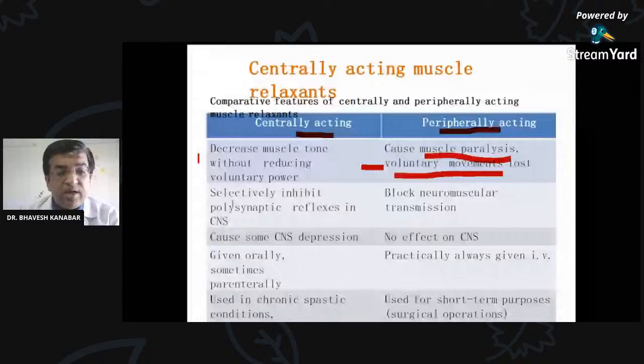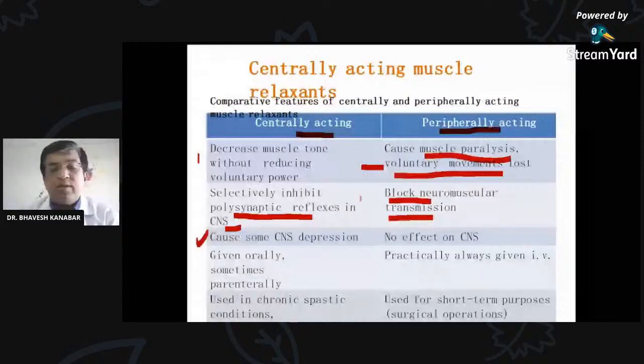Centrally acting ones selectively inhibit the polysynaptic reflex in the CNS, while peripherally acting ones block neuromuscular transmission. Then centrally acting ones cause some CNS depression. Some students have asked whether we can give peripherally acting muscle relaxants in the CNS. Centrally acting ones also cause CNS depression, but peripherally acting ones have no effect on the CNS. Why? We have discussed, they cannot cross the blood-brain barrier.